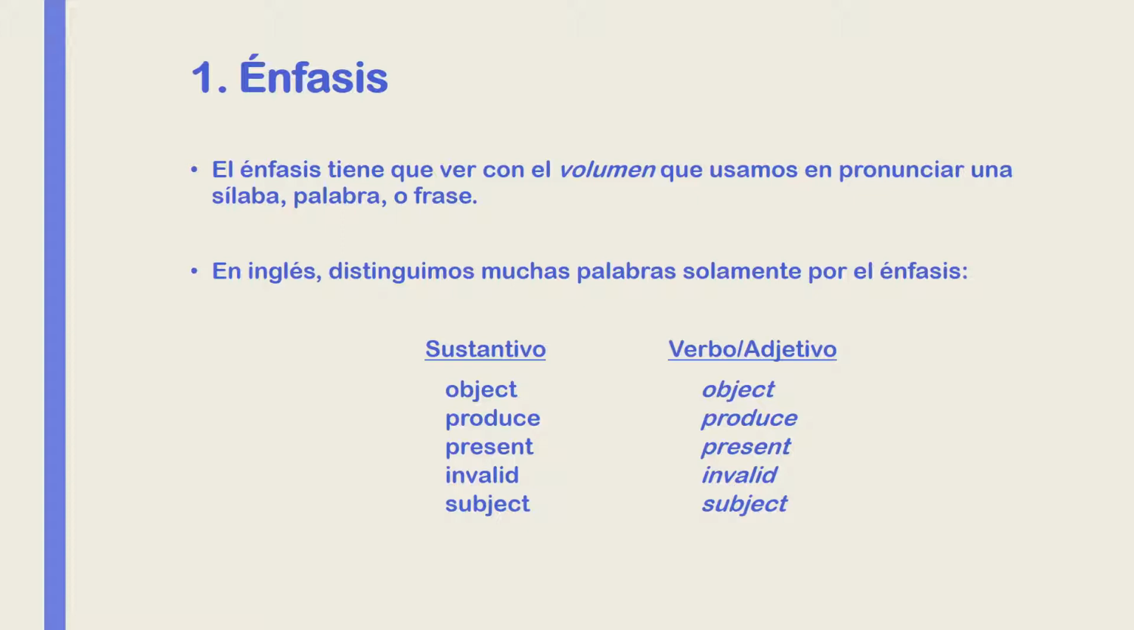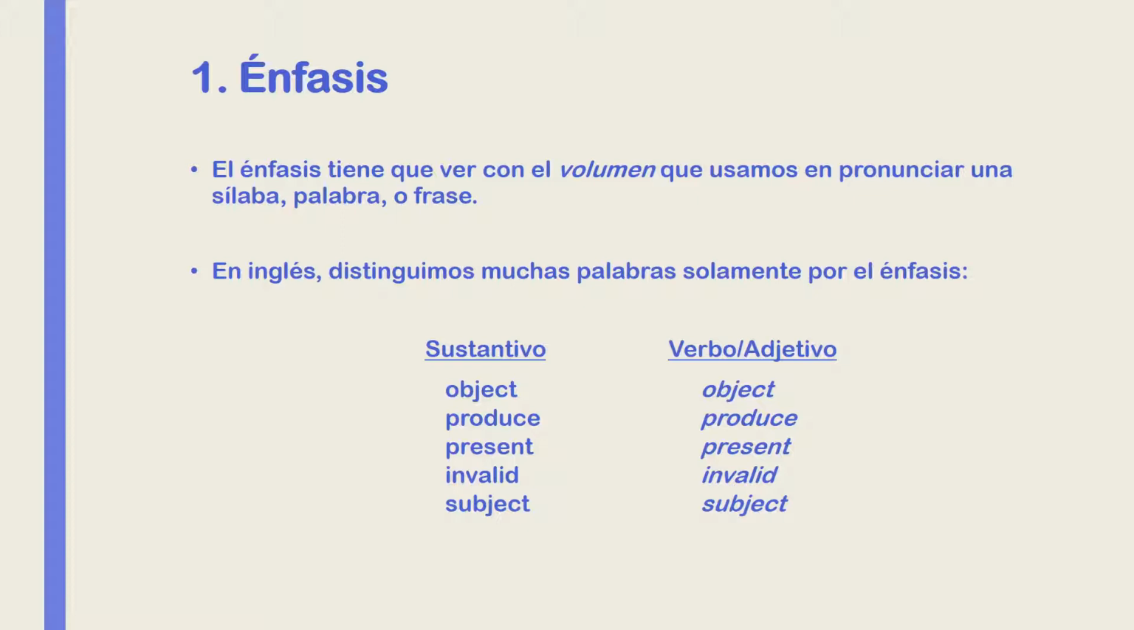Along the same lines, we have produce as a noun, but produce as a verb. We have a present as a noun, but if you're going to present something, you're emphasizing the second syllable. Polish. Well, polish could be a verb, it could be a noun, it could also be the adjective Polish, but you can see the difference between the sustantivo and the verbo adjetivo.